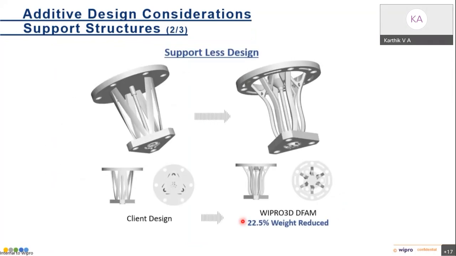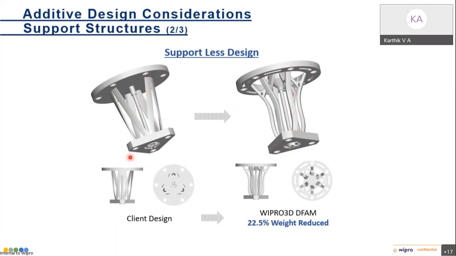An example when it comes to industrial application is this fuel injection nozzle used in satellite applications. This is the initial design, and basically this central unit is the nozzle, and all the structures towards the sides are only for support. Using design for additive manufacturing, we have made this a supportless design. So basically there are no support structures required. We have just varied the angle to a certain degree to ensure there is no need for support structure.